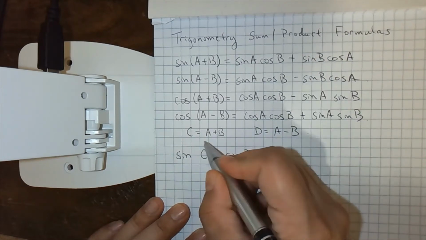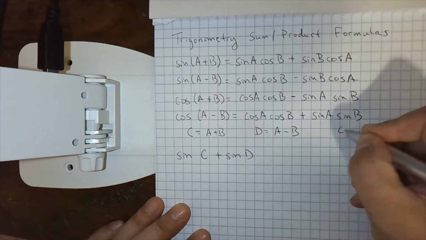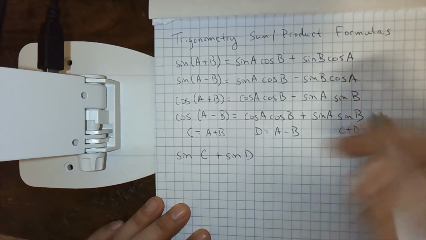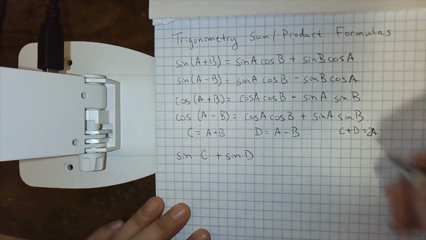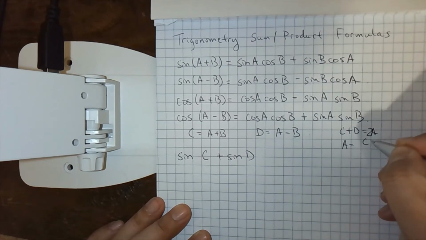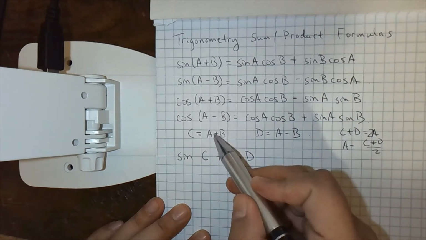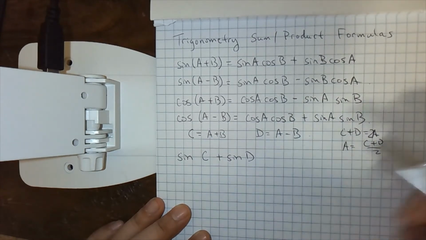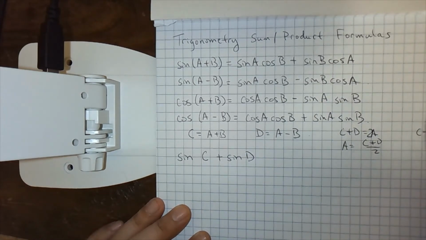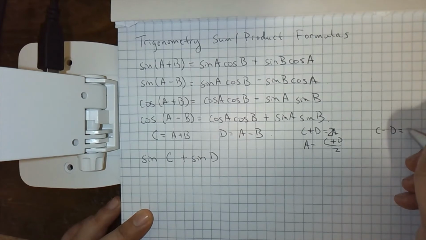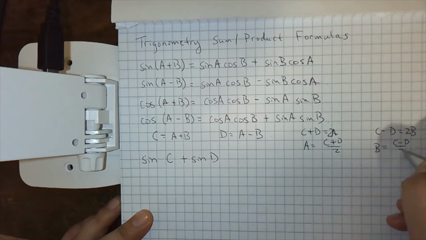Okay, so what happens here though? If C is A plus B and D is A minus B, then if we add these two equations together, we get C plus D equals 2A, because the B's cancel. We have 1A here, B minus B is 0. So then A is going to be C plus D over 2. And then same thing if we subtract these two equations, this equation minus this equation, we get C minus D equals, the A's will now cancel, B minus negative B is 2B. So then B is C minus D over 2.